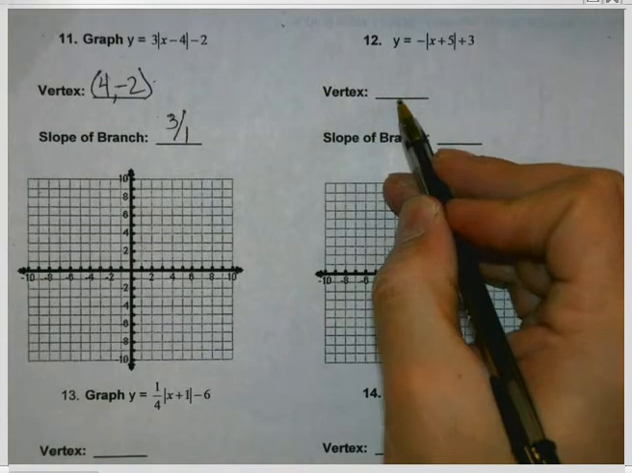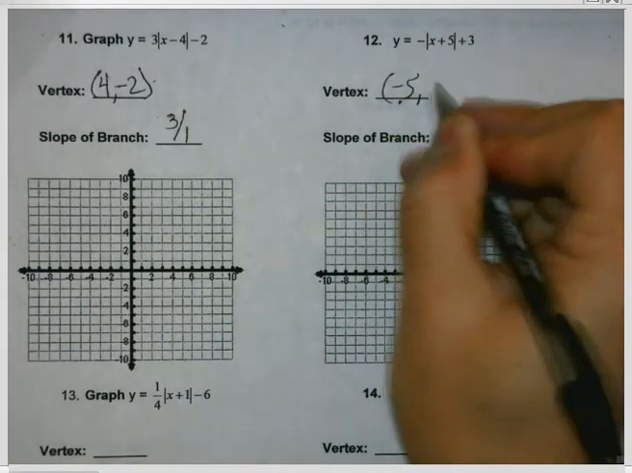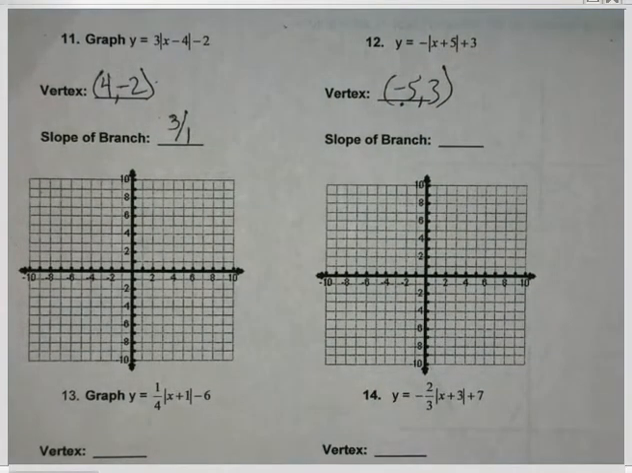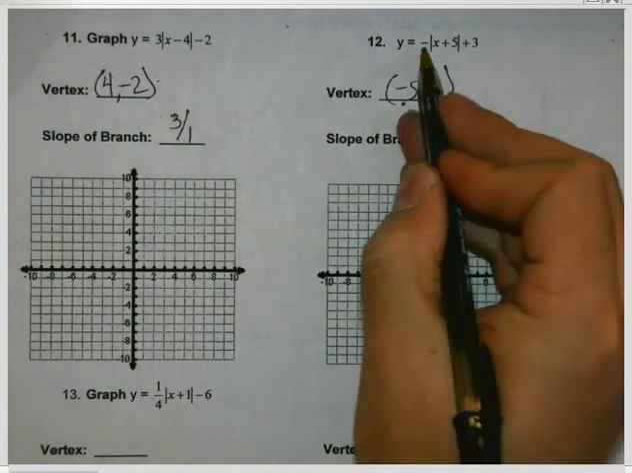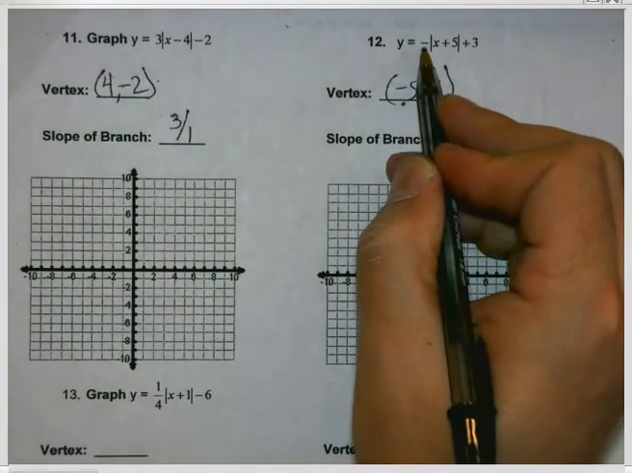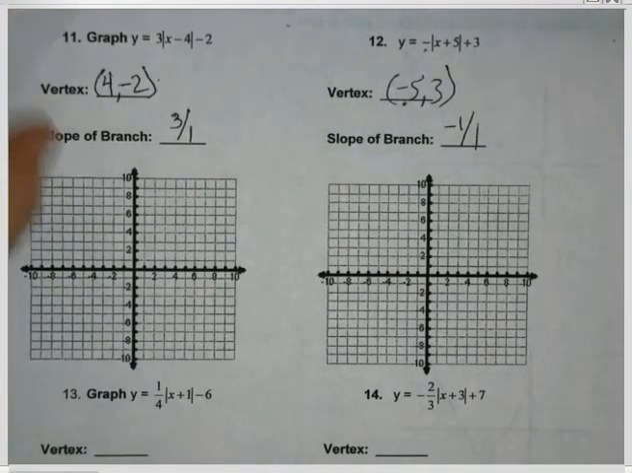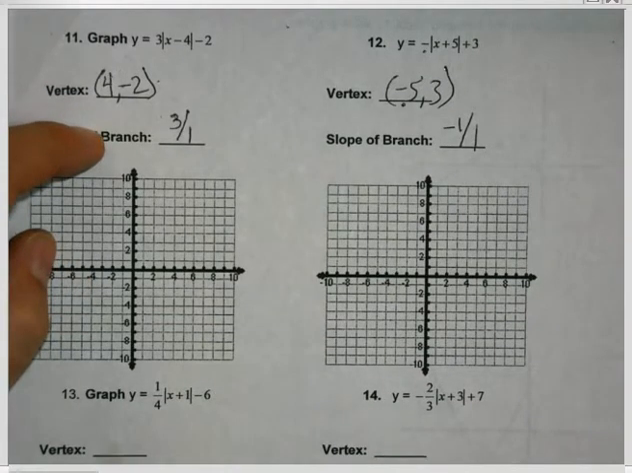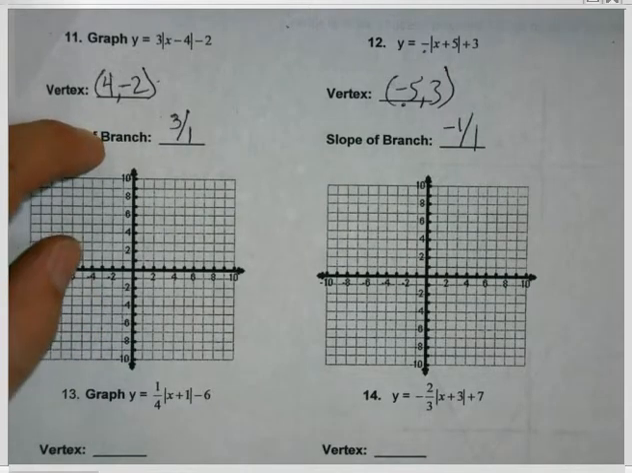12, vertex. -5, 3. Slope? -1 over 1. Because I see the negative in front, that tells me how this is supposed to be working. And again, once you get that vertex, you plot that one point, and then from there do the slope for a couple of points each direction. It makes life easier.